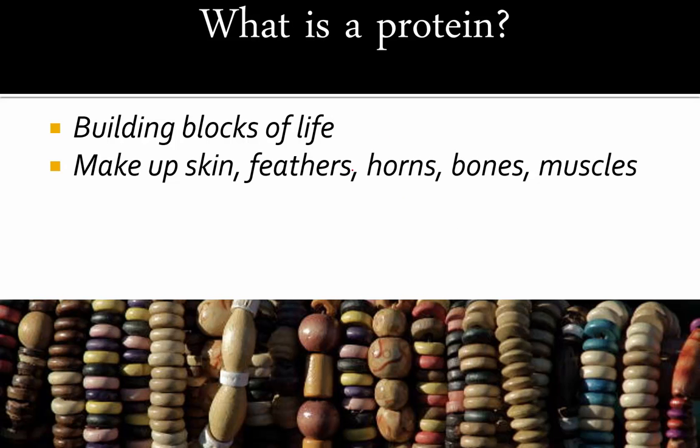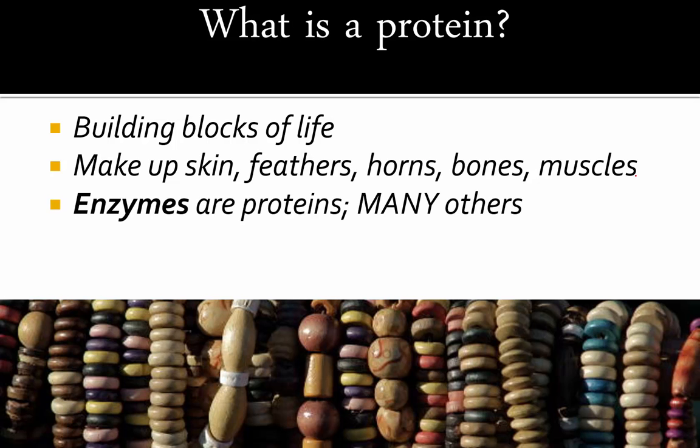So skin, feathers, right? Obviously we don't have feathers, but birds do, and horns, bones, and muscles are made up of proteins. So again, the building blocks of life. Lots of different proteins, and a group of them are called enzymes. Enzymes are proteins, and we're going to learn more about them later this semester. They help to speed up chemical reactions, and they're very important for life on Earth. We have a lot of these proteins called enzymes in our body.